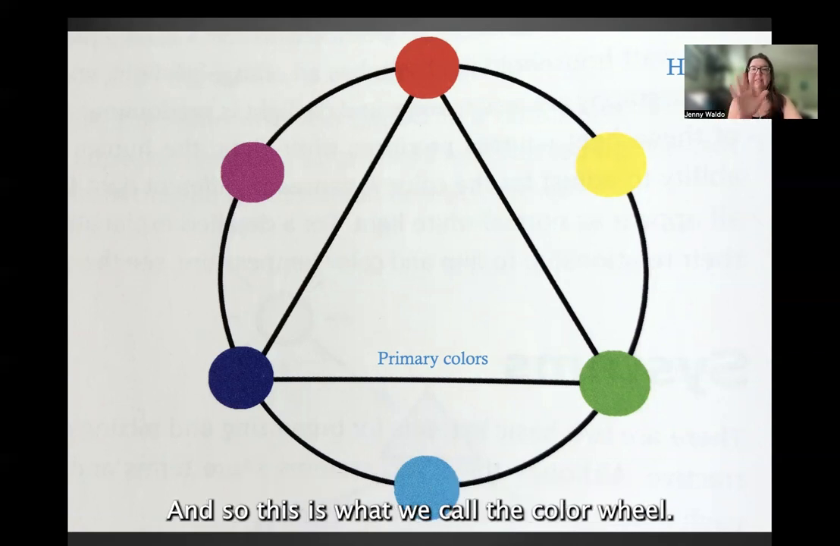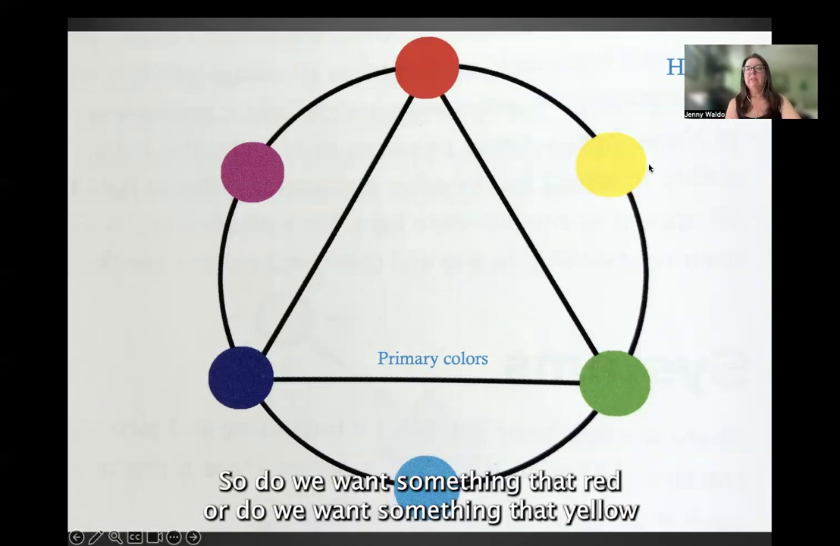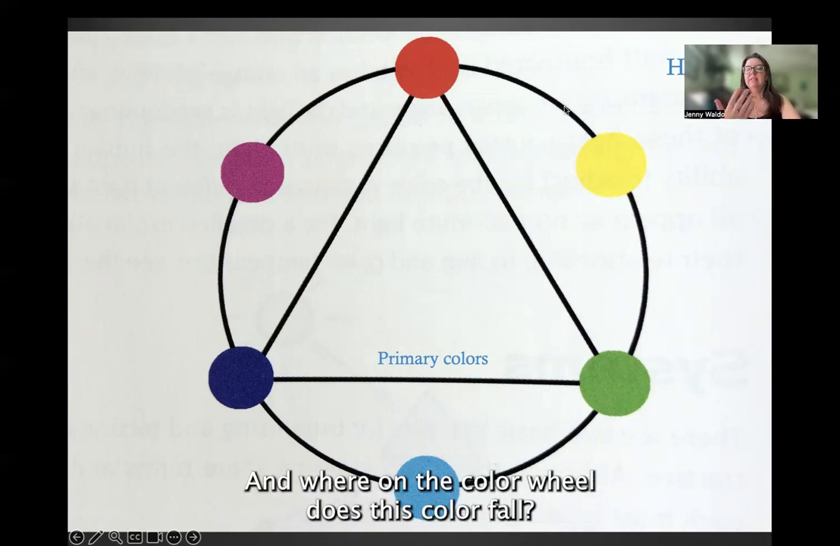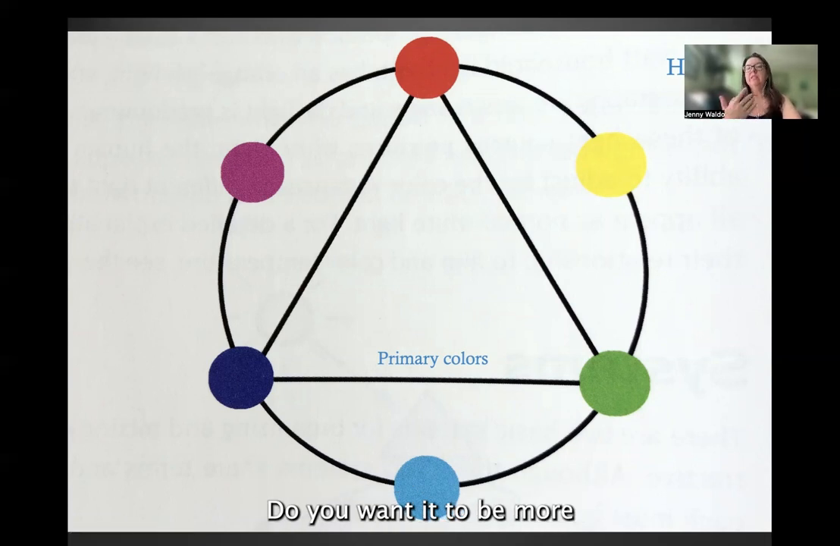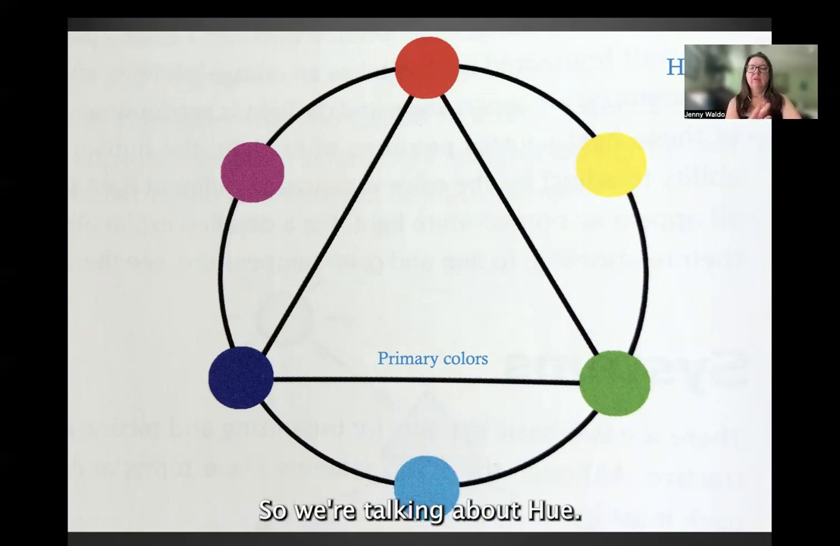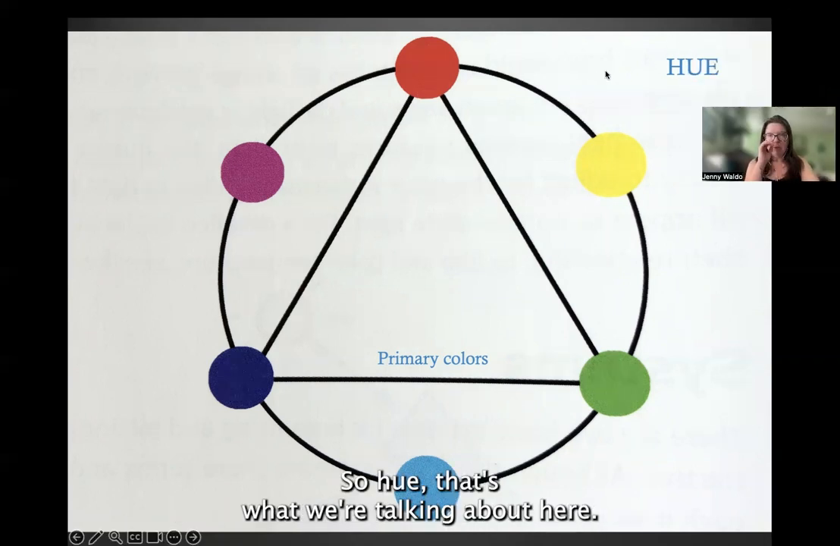Typically, this is what we call the color wheel, and this is where we choose the hue of the color we want. So do we want something that's red, or yellow, or blue, or magenta, or green, or something in between? And where on the color wheel does this color fall? Do you want it to be orange? Do you want it to be more turquoise? Where on this color wheel do you want? So we're talking about hue. I just realized my little window is blocking the title. So hue, that's what we're talking about here.